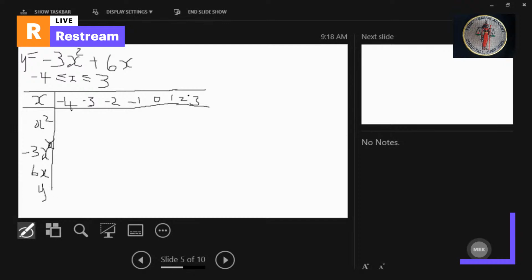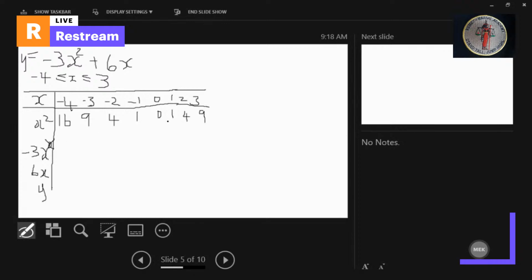So squaring each of these, negative 4 squared, so that's negative 4 times negative 4, which is a positive 16. Negative 3 times negative 3, positive 9. Negative 2 squared is 4. Negative 1 squared is 1. And 1 again, and 4 and 9.